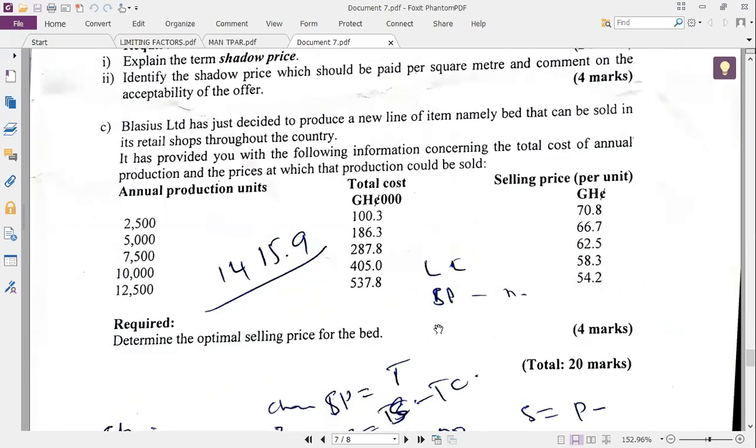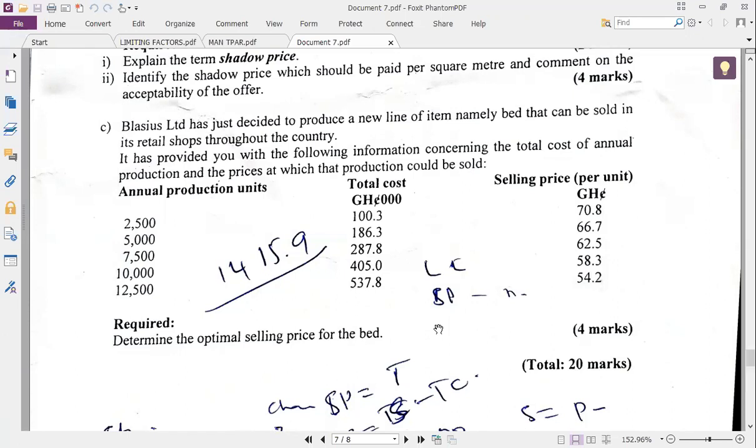Here, you can use several approaches. First, you can use elimination by trial. What do you do? First, you can calculate the profits and then you select the one with the highest profit. Good. Have you seen the total cost is in value 1,000 and selling price is per unit, right? So you quickly find the total revenue at each point and then you find the total profit. The one that gives the highest one, you are done. The optimal selling price is that figure.